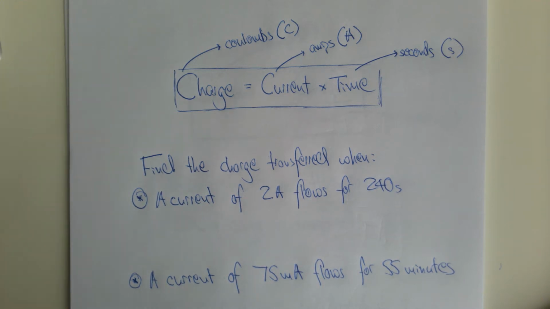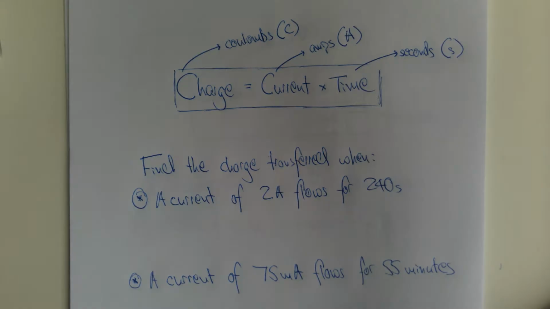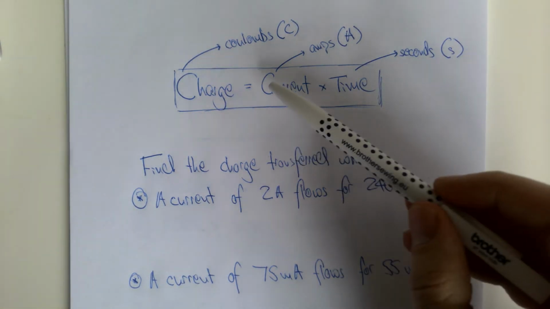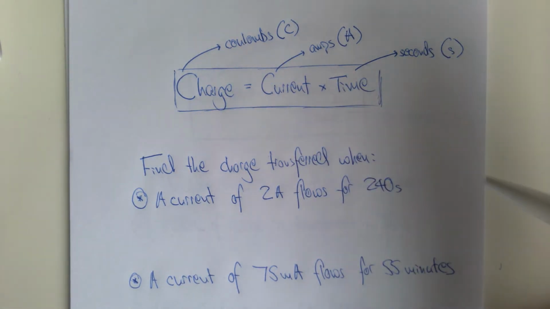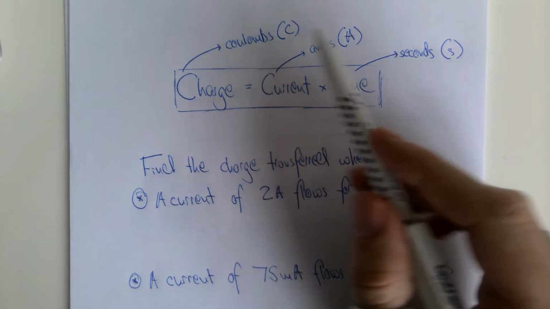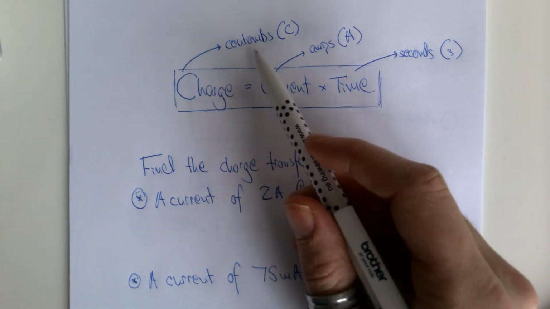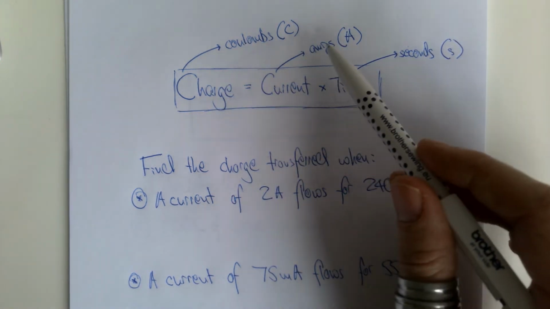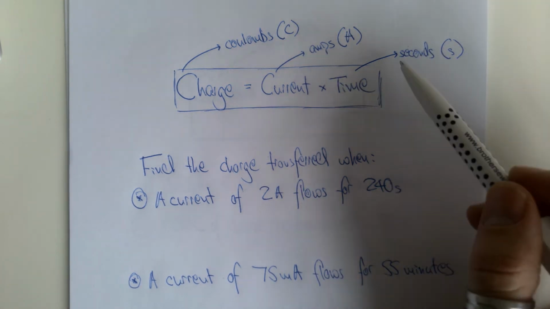So, welcome to our worked example, looking at how we use the equation charge equals current times time. Now, it's important to remember that whenever we're doing these questions with this equation, we are looking for our units to be in these forms. Charge to be measured in coulombs, current to be measured in amps, and time to be measured in seconds.